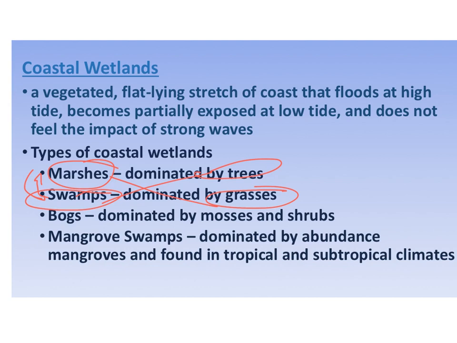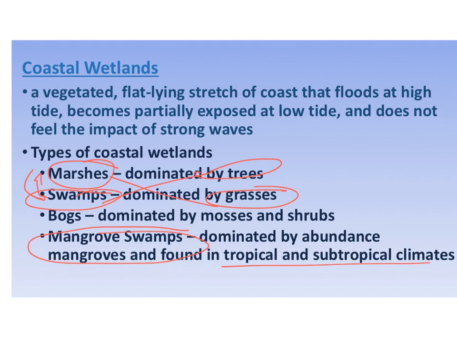Bogs you'll also find around Long Island. Up on the North Shore, there's some really good bogs. But this bottom one talks about mangrove swamps. And those are going to be found in the tropical, subtropical climates. Actually, down by New Orleans, there's a tremendous amount of mangrove swamp. And they're really cool because they're trees that can live in fresh and salt water. So they actually rise and fall with the tides.